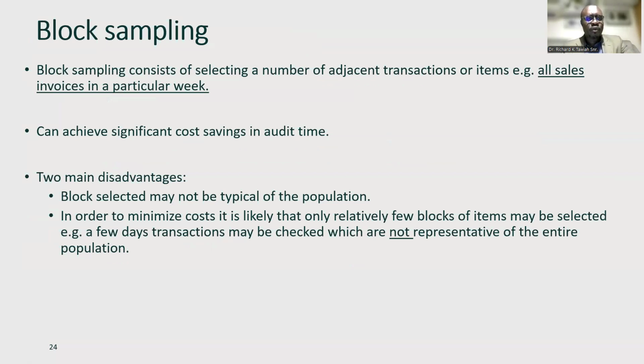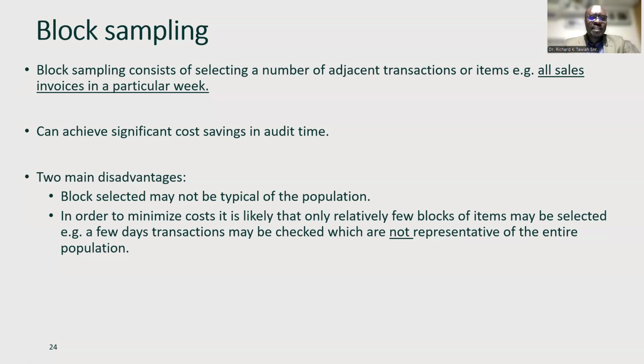Block sampling. We also have what we call block sampling, where you choose items in blocks. Block sampling consists of selecting a number of adjacent transactions or items, for example all sales invoices in a particular week, and then you examine them. It can achieve a number of cost savings in audit time. There are two main points to note.